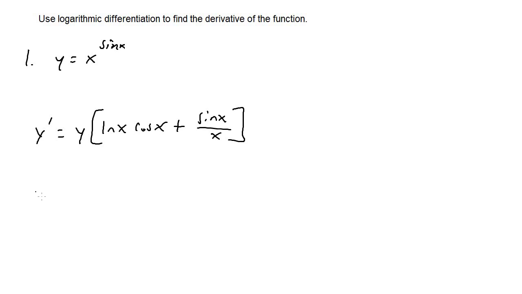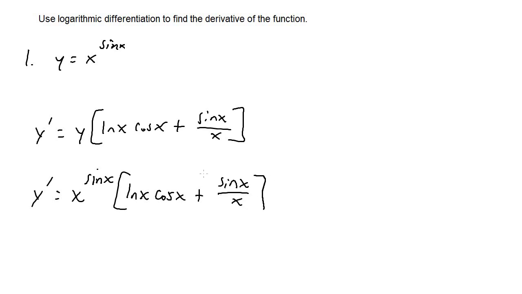So the final answer, y prime dy dx, or the derivative, is equal to x to the sine x times ln x cosine x plus sine x over x. And that's the final answer.